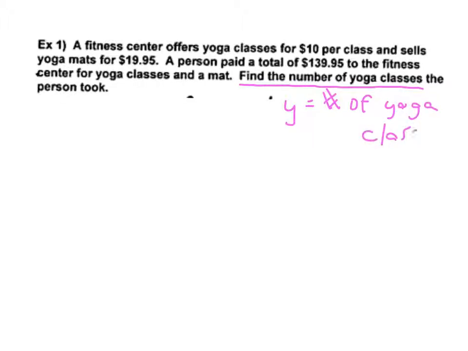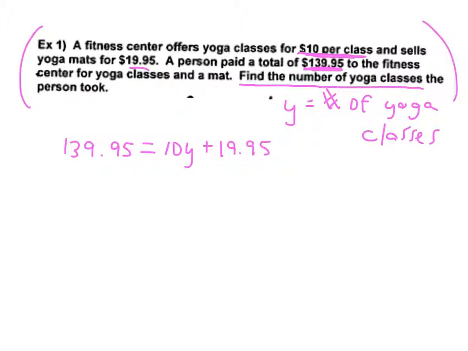Okay, now I need to write an equation and then solve it. First of all, I know that they spent $139.95, so I can write that here. So that's the total that they spent, equals, and then what did they pay? Well, they paid $10 for every class, and we said y was classes. So $10 times y, the number of classes, and then they bought a mat for $19.95. That is my equation. So that's your job, is to take a word problem, write an equation, define the variable, and then we'll solve for it. So I'm solving for y.